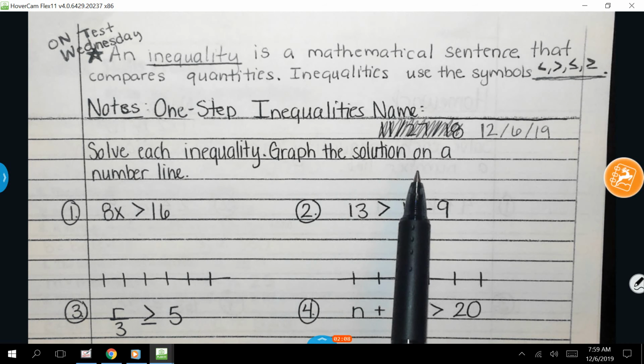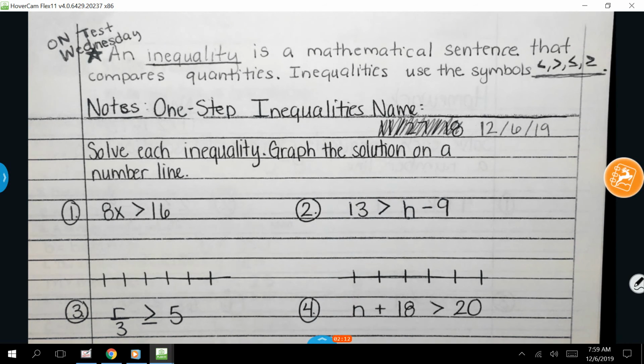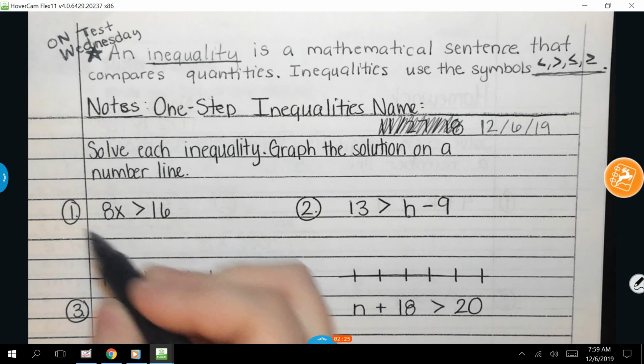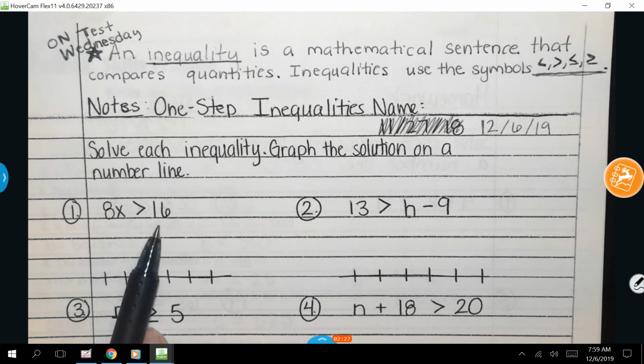Well, fortunately, on Wednesday, we learned how to graph an inequality. So we're going to take what we did Monday and Tuesday and combine it with what we did on Wednesday. All right? Or Thursday, depending on when you saw that lesson. For us, we kind of did it both days. All right, so for number 1, we have 8x is greater than 16.